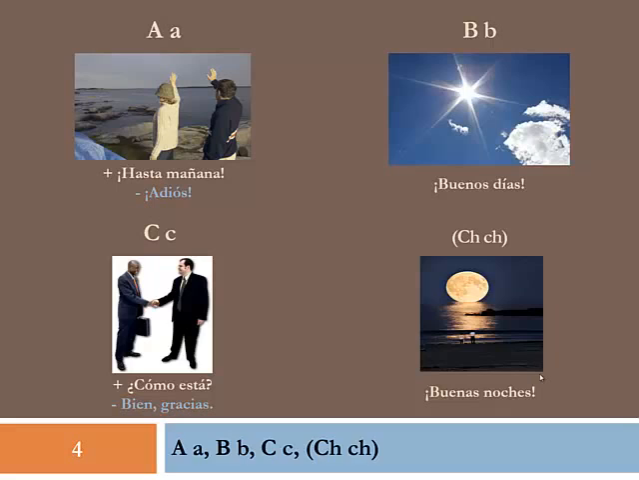So now we begin with each letter, starting in the upper left and moving across. The first letter is A, as in hasta mañana or adiós. The second letter is B, as in buenos días. The third letter is C, as in cómo está or bien, gracias. The combination CH is pronounced cha, just like English, as in buenas noches.